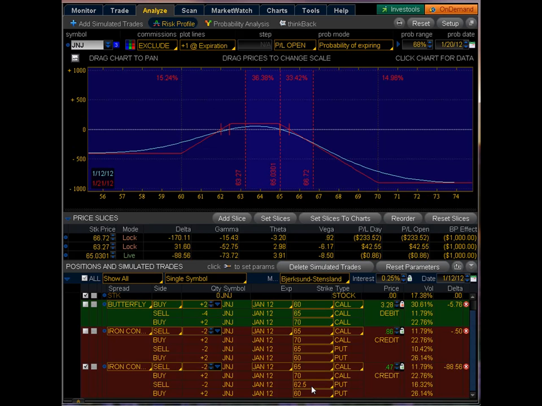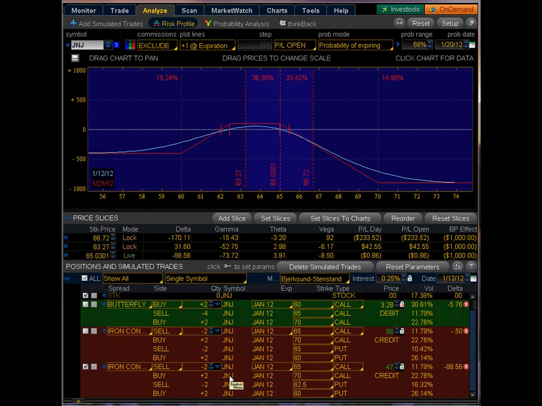Okay, so it's a little bit off, but I don't remember what I had exactly. So here we have our call short strike at 65, same as the trade above, but our put short strike is 62.5. And then our longs are the same, at 70 and at 60.